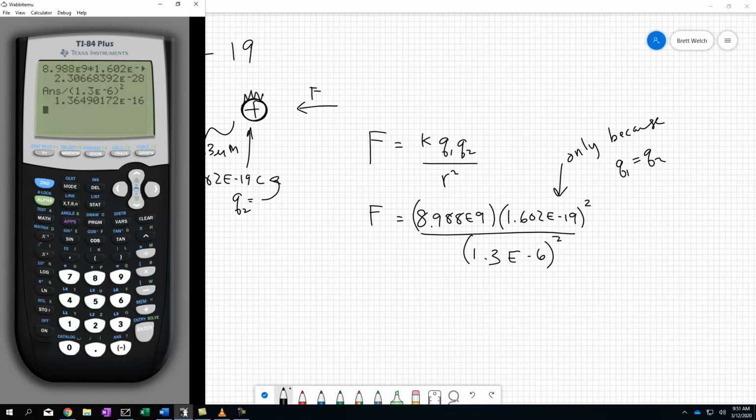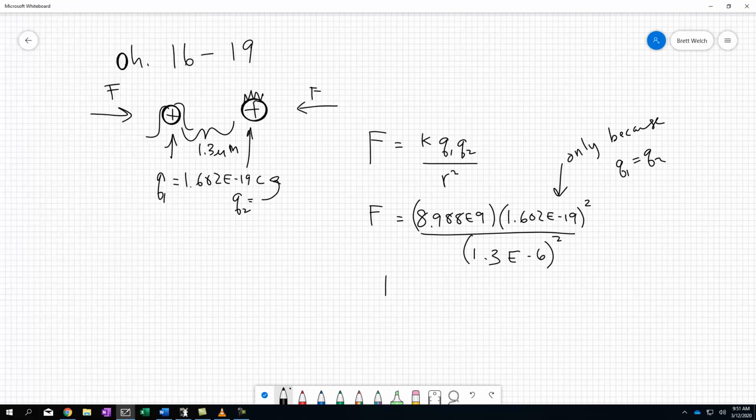It's a force. That should be in newtons. So we have 1.36 E negative 16 newtons. Not a lot of force, but remember, protons and electrons, they're so microscopic and small in their mass that if we pushed with any real big force, they go flying. Okay? When you breathe, I mean, you're pushing atoms around like nothing. Okay, so it's a similar idea there.